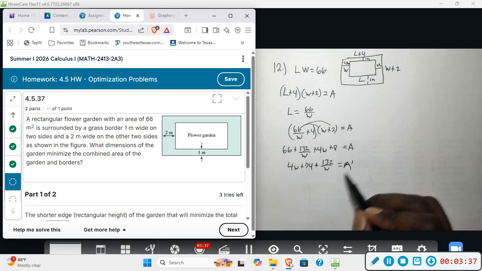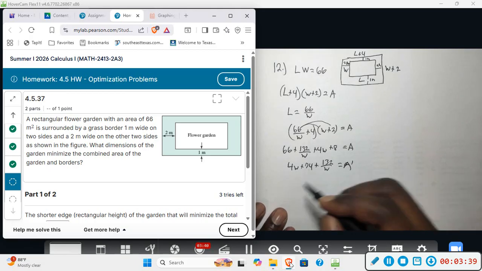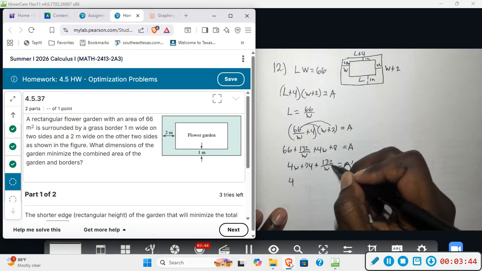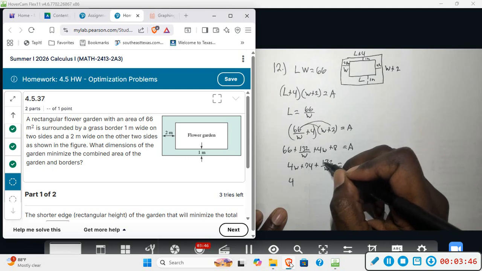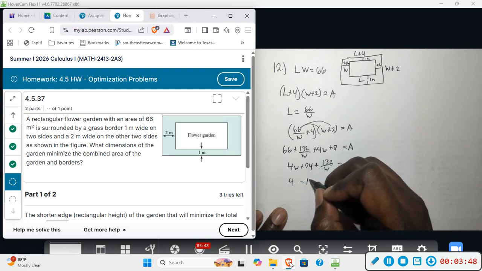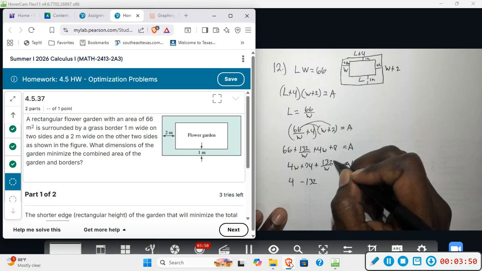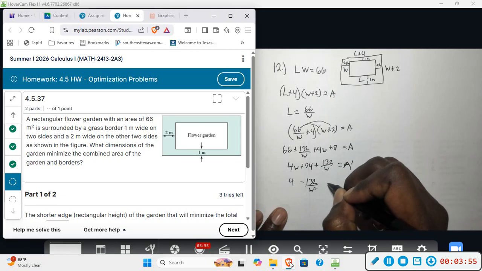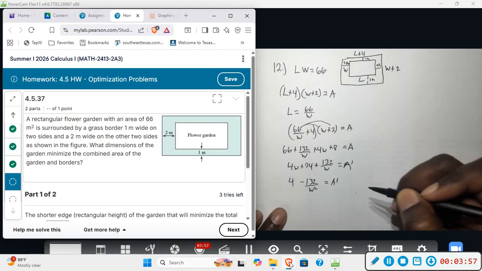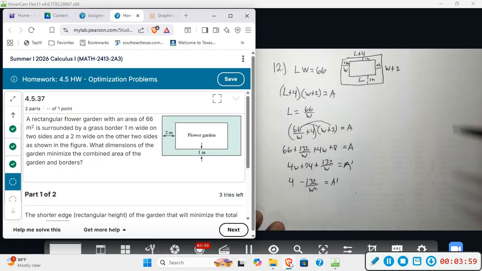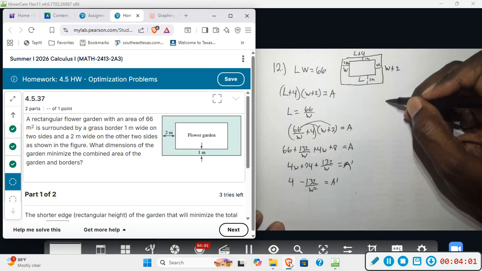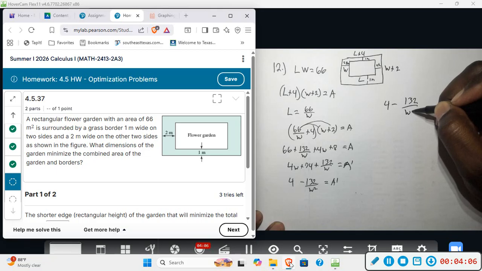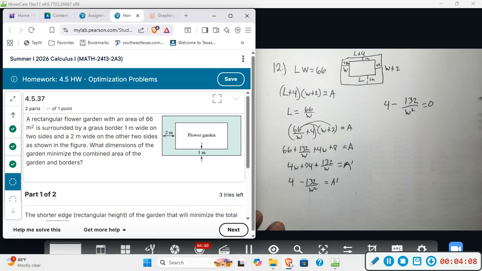All right, so we're going to find the derivative of this function. This will give me just 4. That will zero out. A negative 1, subtract 1, so that'll be over W squared. Equals A prime. Set it equal to 0. So we're going to say 4 minus 132 over W squared equals 0.